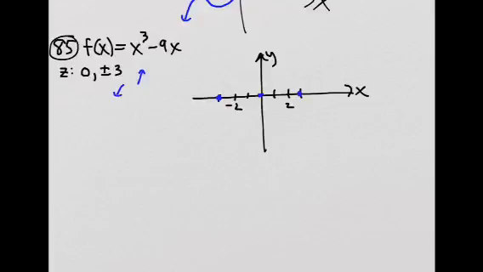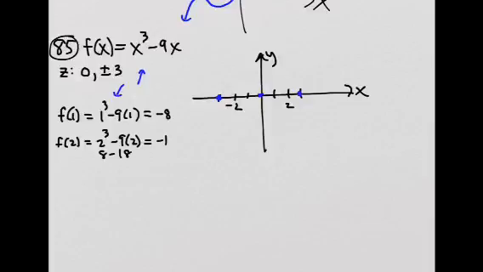And so now I'm just going to plug in a 1 or a 2 to see what I get for y. So we see here f of 1, replace your x's with 1, so you get 1 minus 9, -8. And then f of 2 is 2 cubed, which is 8, 8 minus 18 is -10.